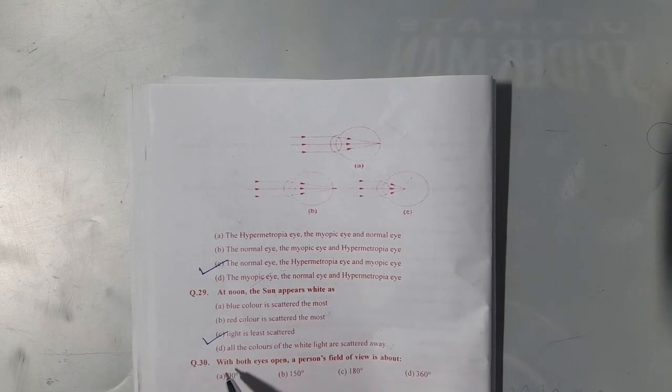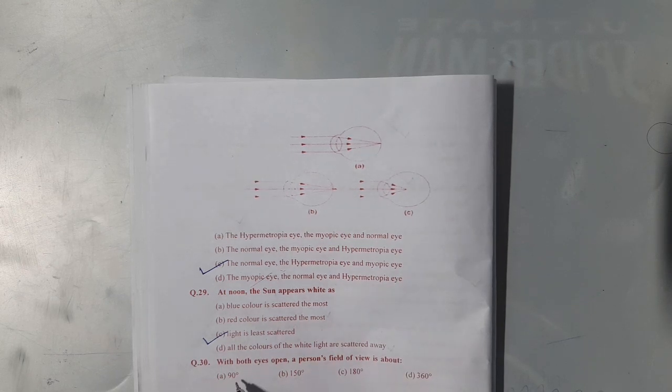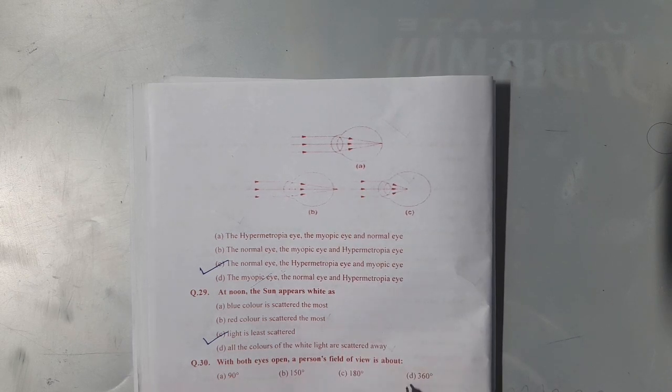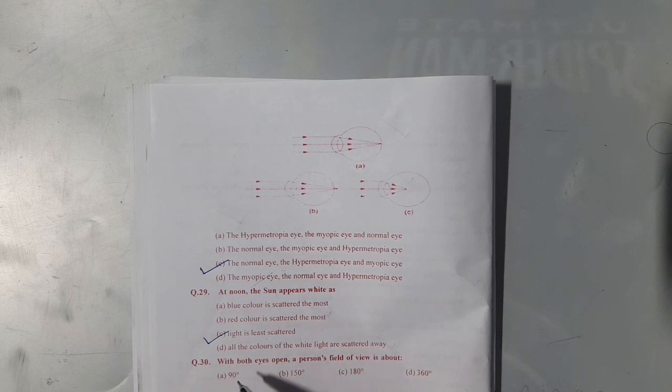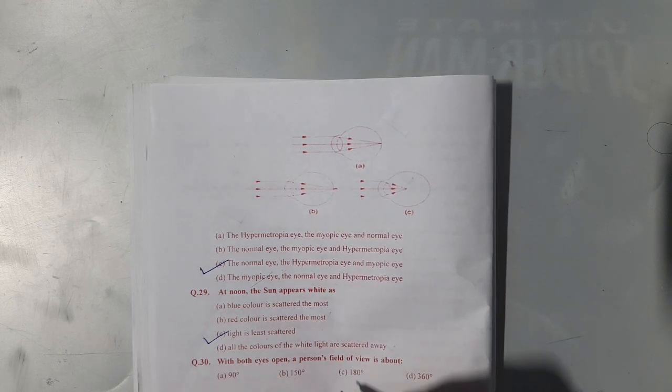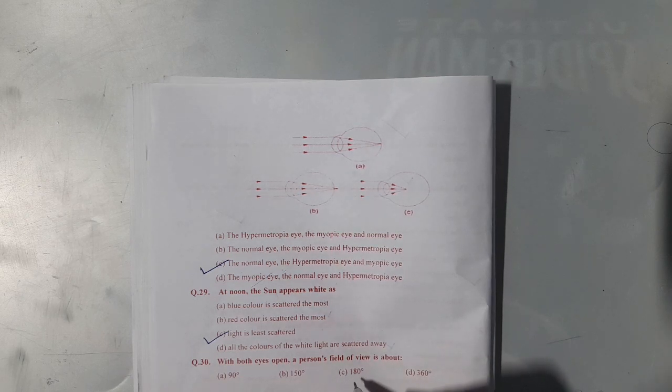Next question. With both eyes open, a person's field of view is about 90 degree, 150 degree, 180 degree or 360 degree. So students, we know that with both eyes open, a person's field of view is about 180 degree. So the correct option is option C.